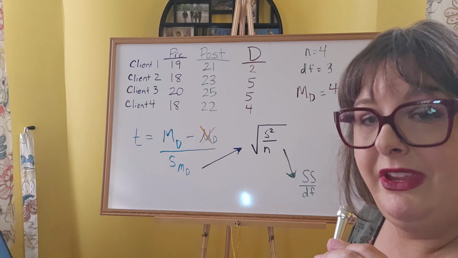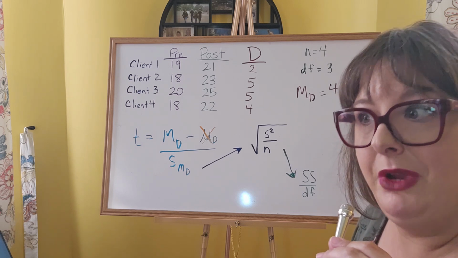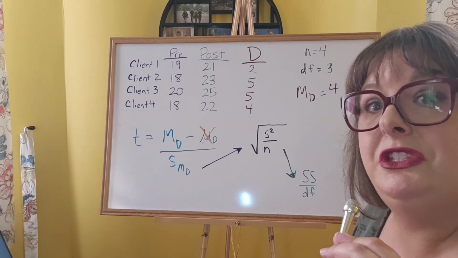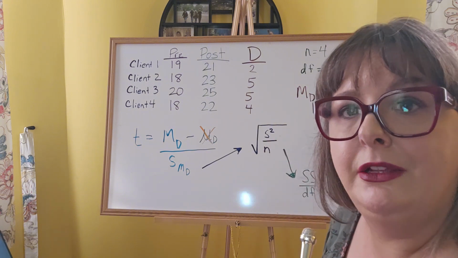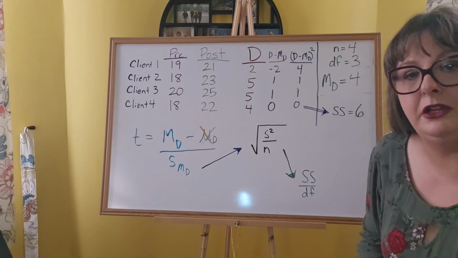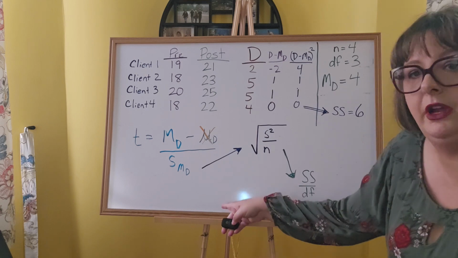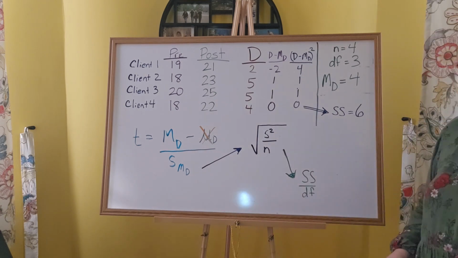We need to compute deviation scores, we need to square them, and then we need to sum them. So I'm going to do that, and I will be back. All right, I'm sitting on a different chair over here, and I'm aware of the glare. I'm avoiding the glare here.